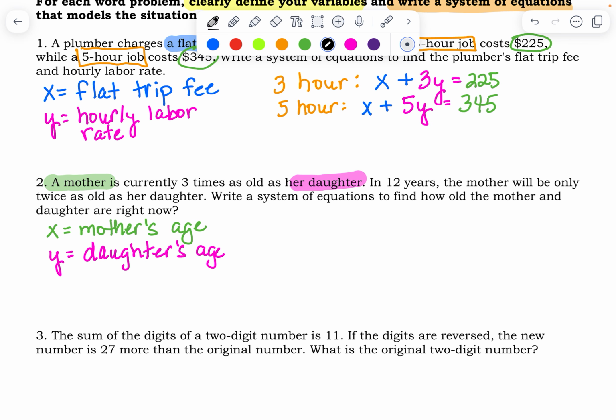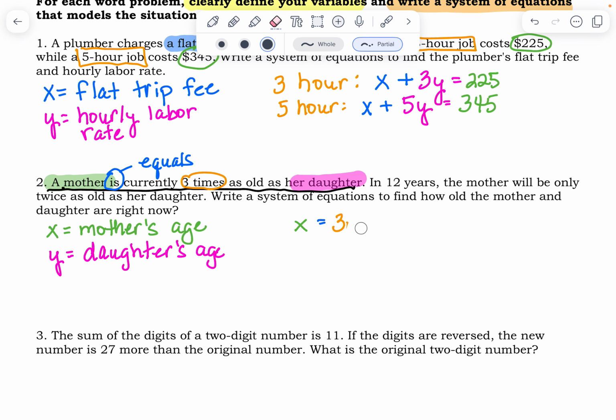So I'm going to take that first sentence and write an equation. So here I go. It says a mother, so we're using X for mother. Then it says is, and remember, is means equals. 3 times the daughter. Oop, I should have done that in pink, sorry. I do the Y in pink.